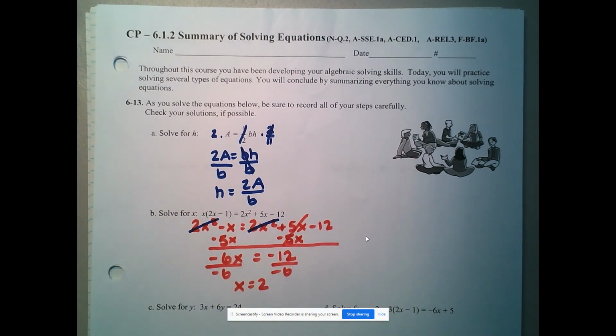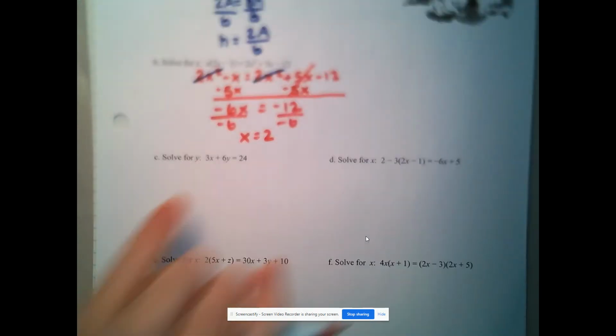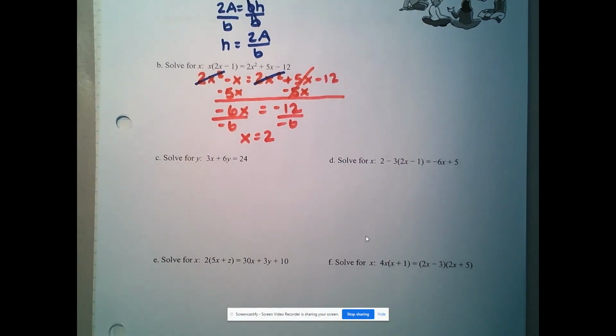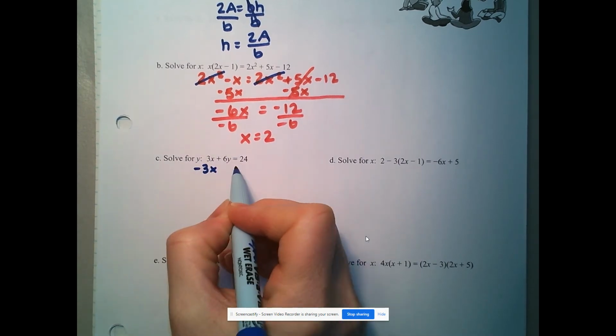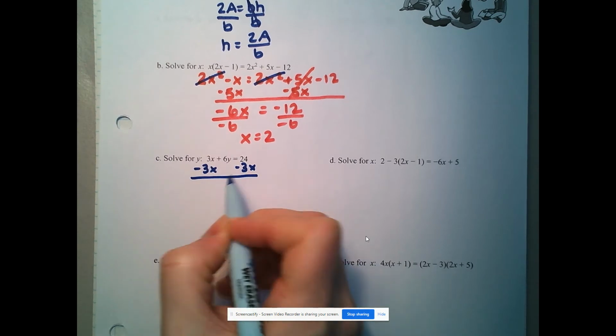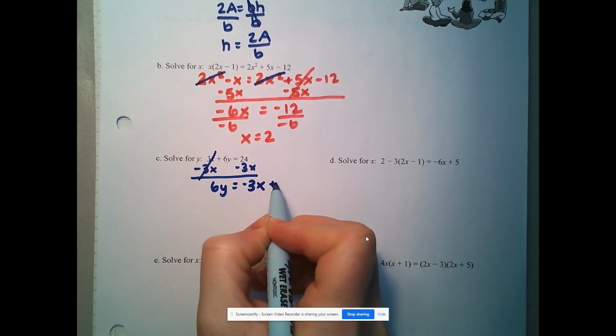So solve for x. I only had x's in the equation. Basically, they're saying find the value of x. Solve for y. So this one has x's and y's. That means I'm trying to get rid of everything on the left side except for the y's. So I'm going to start by subtracting 3x on the left and subtracting 3x on the right. So I'm going to have 6y equals negative 3x plus 24.